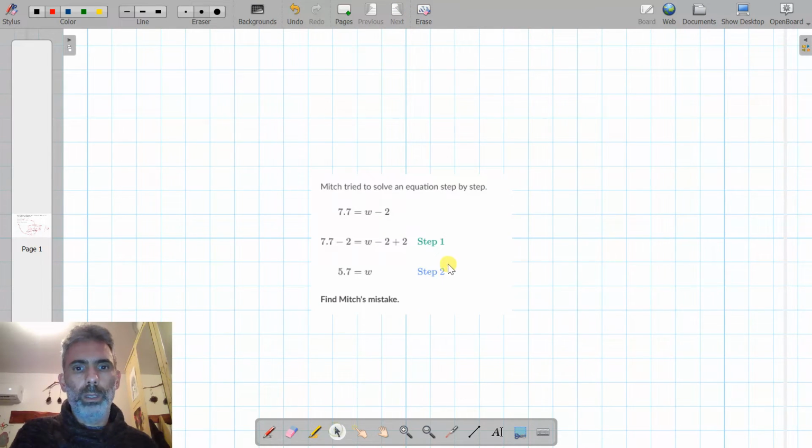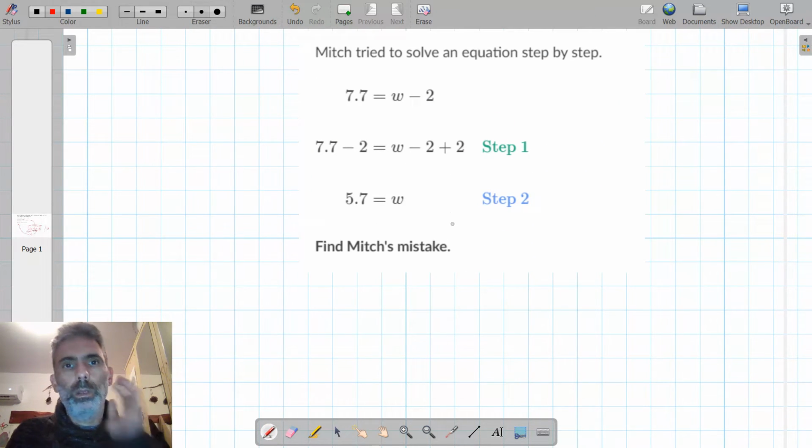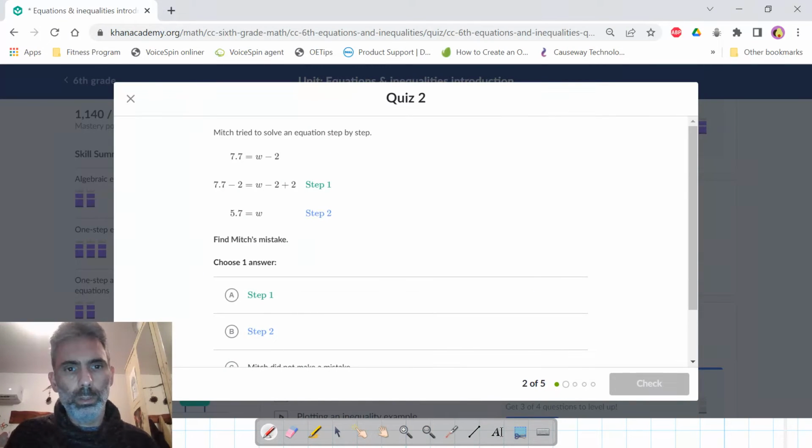Okay, now we need to find a mistake. Mitch tried to solve an equation step by step. The equation is 7.7 equals w minus 2. So we need to isolate w. So we need to add 2 to both sides of the equation. But we see that here he added 2, which is correct. But here he subtracted 2. So step 1 is not correct.